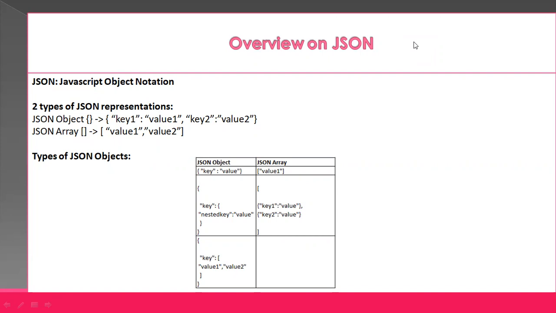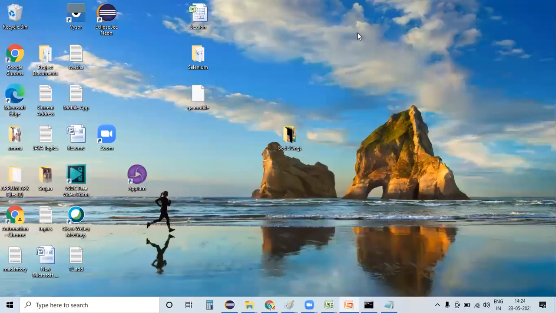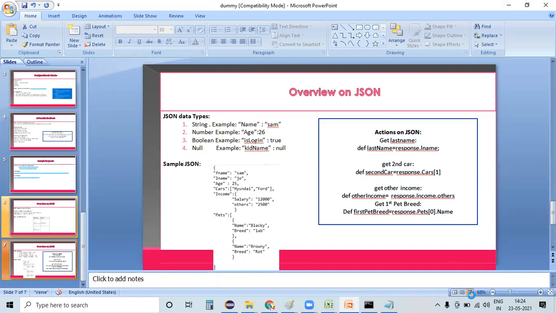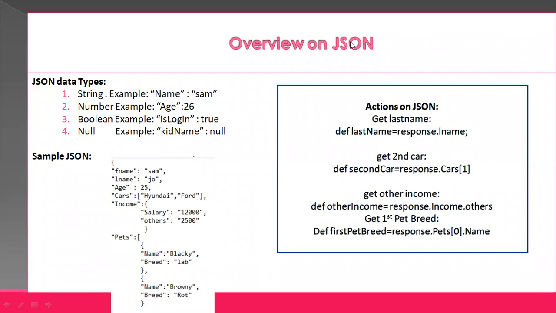Fine. Moving on to the next point, I want to show you the next screen, where I consider a sample example of JSON and the mechanisms we can use to retrieve values from it. Assume this is your response, the response I got from a particular GET endpoint. Assume I hit a particular API and this is the response I got. It has first name, last name, age, cars, which is an array of values, and income, which is a nested object. In income, I have multiple sources: salary, others, and so on. And pets, which is of array type; inside pets we have multiple objects, like two different dogs. One is Blackie, which is of breed Labrador, and the other dog is Brownie, and it's a Rottweiler.